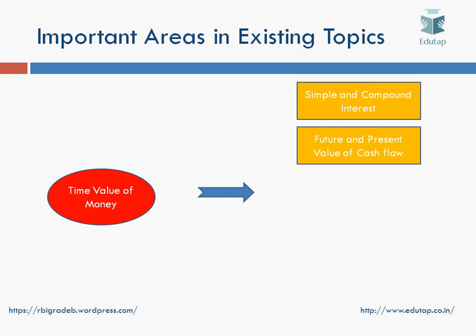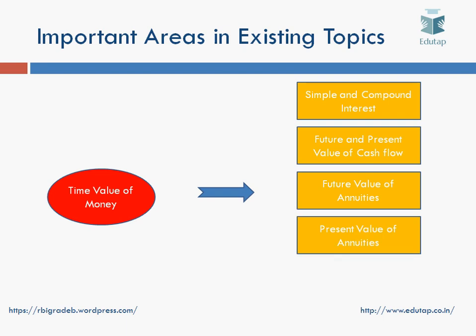Apart from that, you should also have hands-on practice on future value of annuities and present value of annuities. These are very important. Annuity means when the same cash flow is happening for a certain period of time, like you invest rupees 5,000 every year for the next 20 years. That is called an annuity for a 20-year period. And the last one under time value of money is effective interest rate. Here you would have to calculate the interest rate when you are given the future value and the present value.